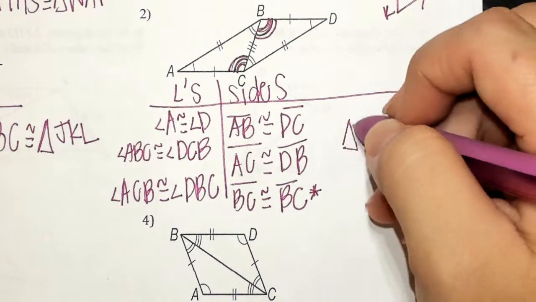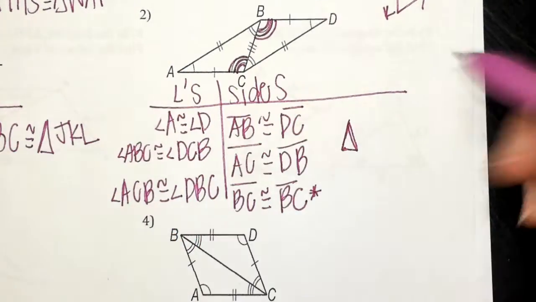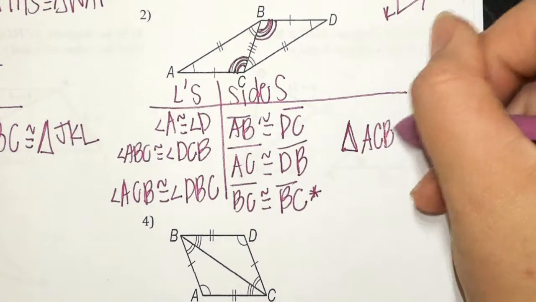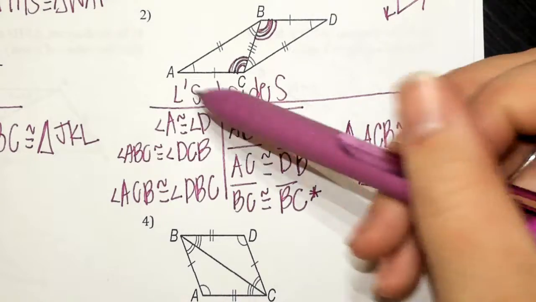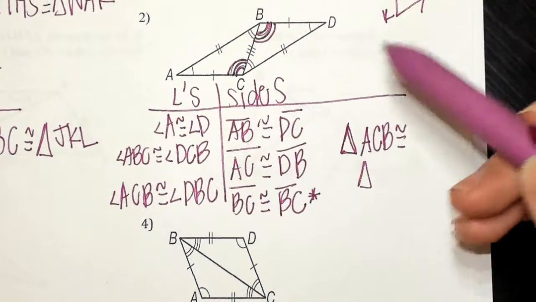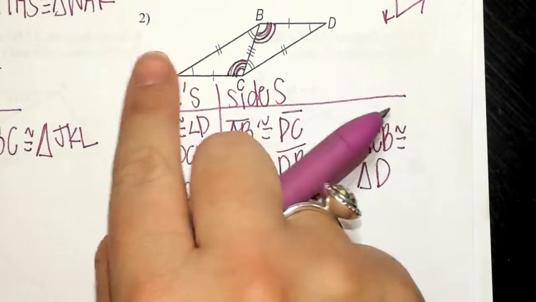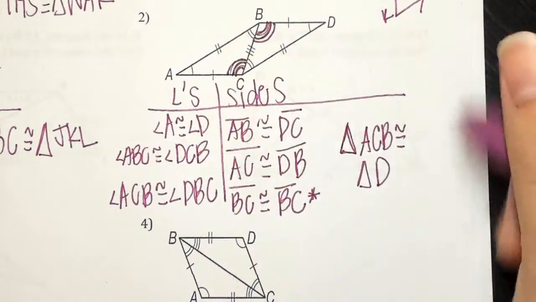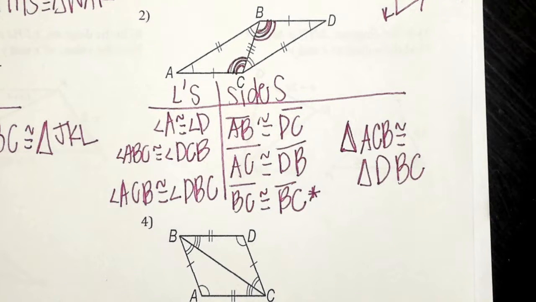When you're writing your congruent statement, London, how would you name this first triangle? ACB, yeah. ACB is congruent to D. We went 1, 3, 2. So you have to go 1, 3, 2. DBC. Yes. Okay, so you said that BC is congruent to BC.